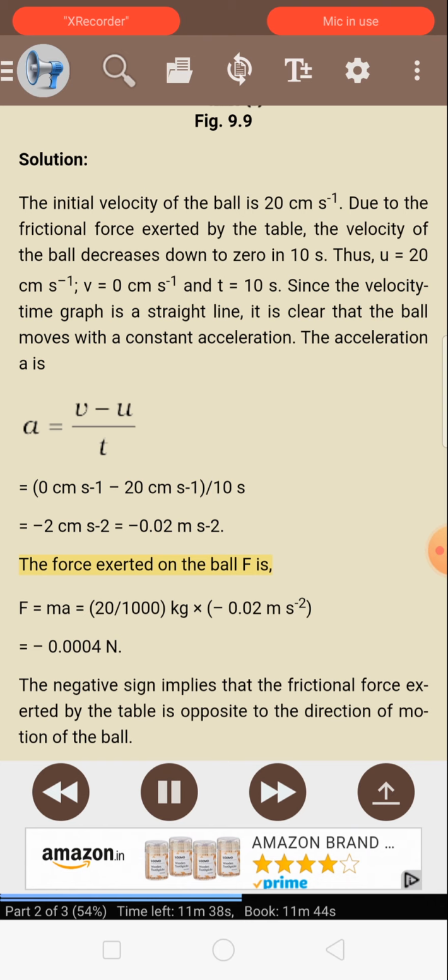The force exerted on the ball, F = ma = (1/50) kg × (−0.02 m/s²) = −0.0004 N. The negative sign implies that the frictional force exerted by the table is opposite to the direction of motion of the ball.